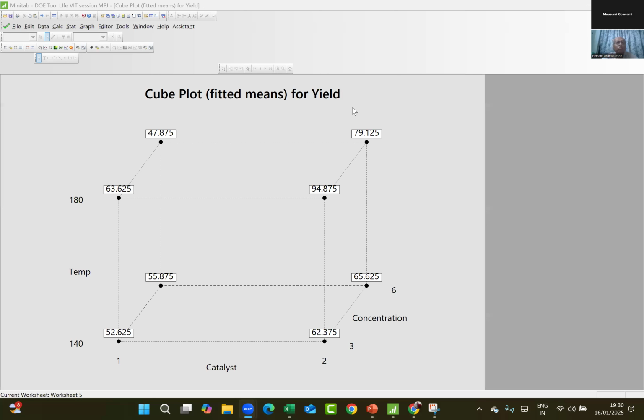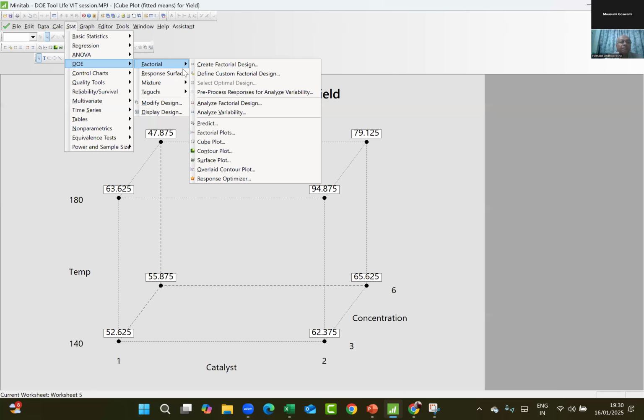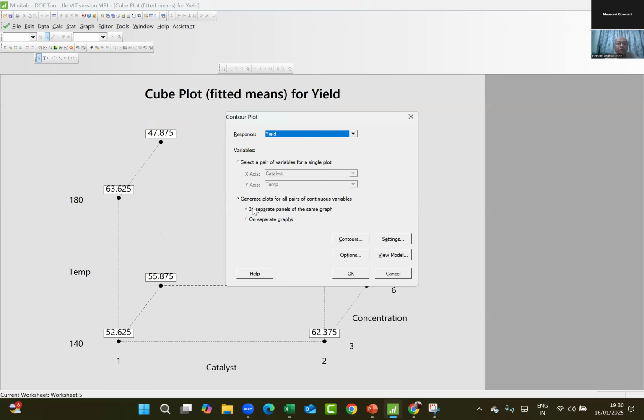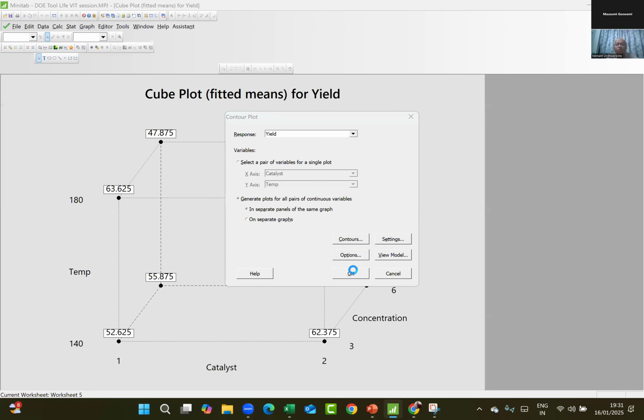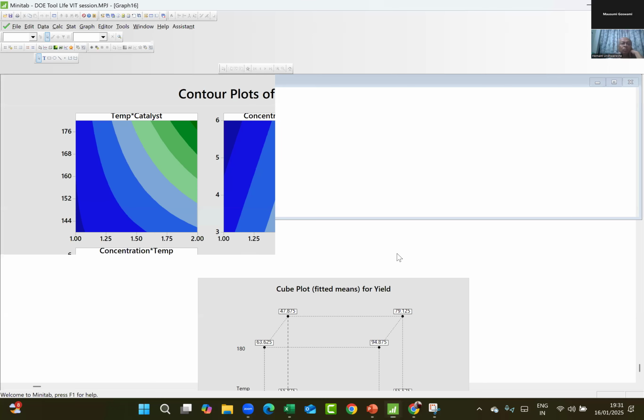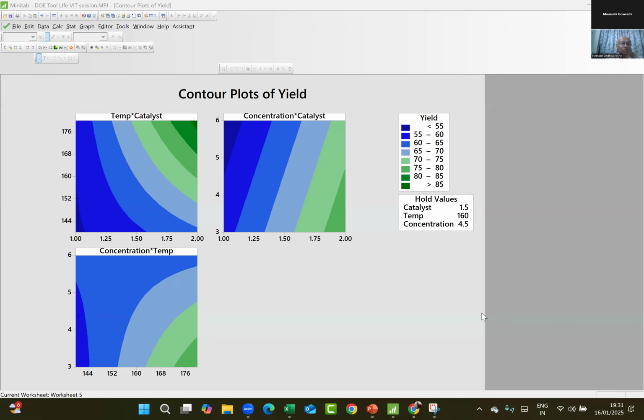So you could do this, or you could also do the contour plots like yesterday, and generate for all pairs. Contour plots are two factors at a time, and the factor which is not there, you could set at the middle value, or hold values at middle values or high values, which you can change. So you just click here and you will see the contour plots of different factors.